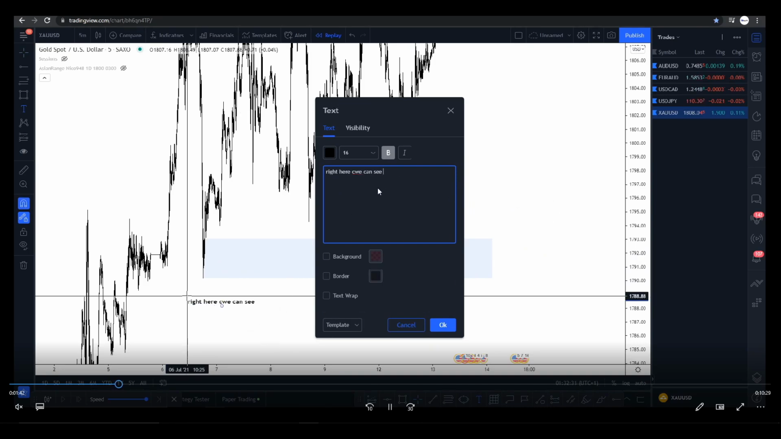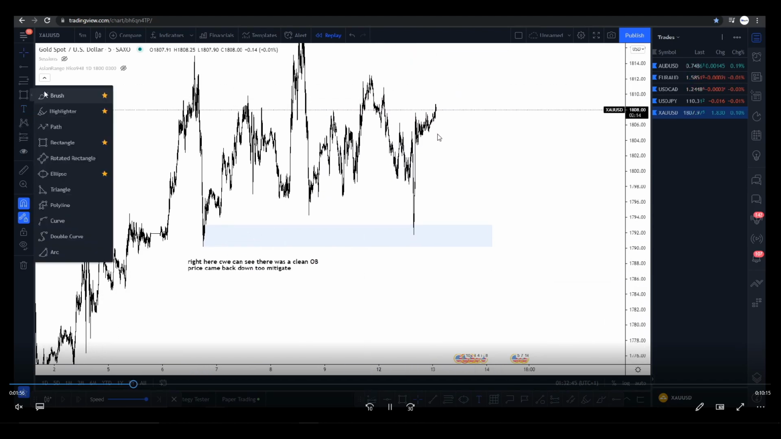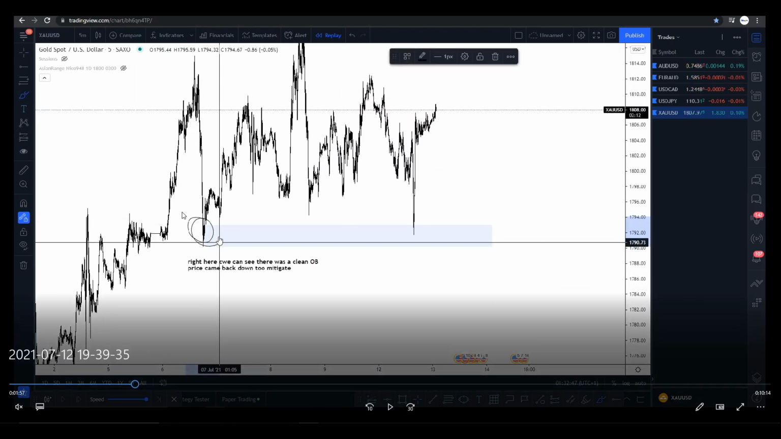So right here, we can see there was a clean OB. Price came back to mitigate. Basically, there was an institutional candle right over here that price came back down into to mitigate. So what this tells you is that after this major move towards the upside, where we saw a major swing low that created a lot of bullish momentum, and smart money was adding onto their positions, this indicates that this level in itself still has some orders that the market needs to come back down to fill.